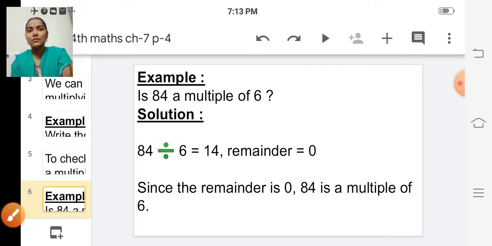Okay. So see the solution. 84 divided by 6 is equal to 14, and remainder is 0. Since the remainder is 0, 84 is a multiple of 6. Okay. If the remainder is not 0, then 84 is not a multiple of 6. Okay, children?